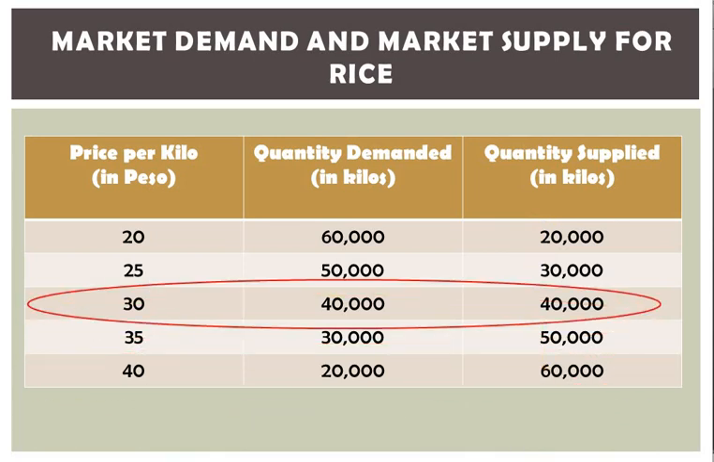Okay. So as you can see in our demand and supply, naging balanse po siya. Ibig sabihin parehas silang 40. They meet because the price is 30. Always keep in your mind again that supply and demand meet, or nagbi-meet sila, depende po yan sa presyo.